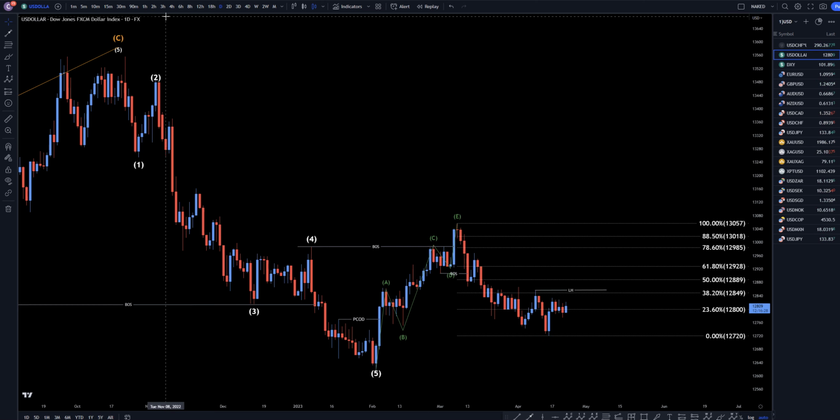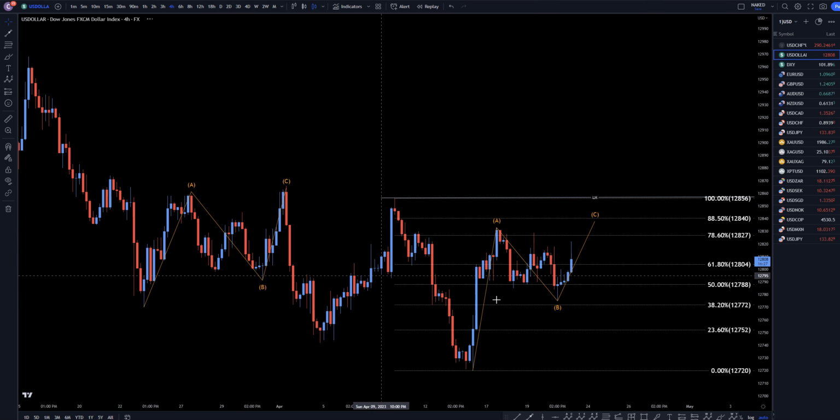So let's keep going down to the 4 hour time frame, take a closer look at that. On the 4 hour time frame, we've got a nice impulsive move up, looks like a wave A. We definitely have 3 waves down, looks like a wave B. This move up right here is probably a wave C.